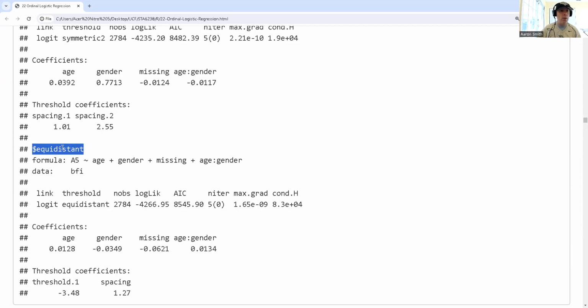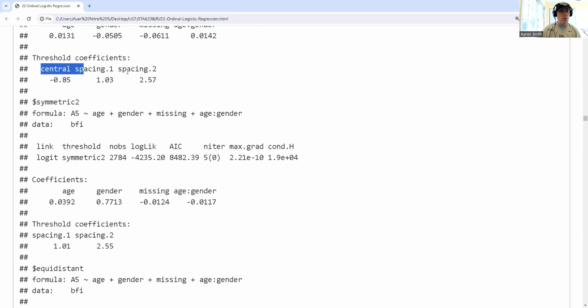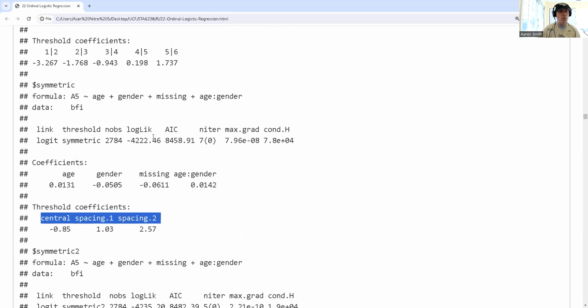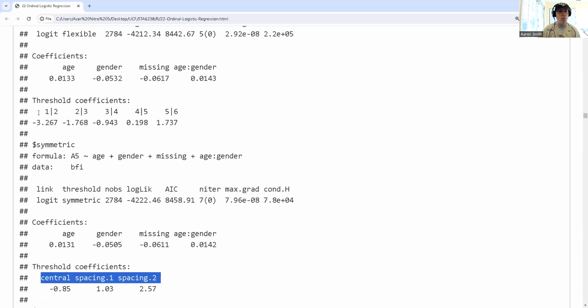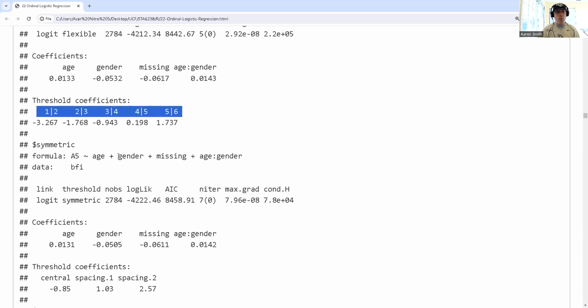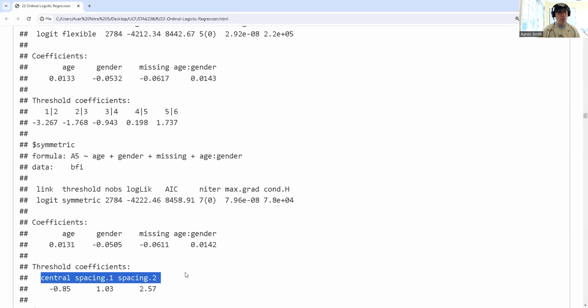And so we can set up spacing, and here central spacing. You can see that as I'm scrolling up, I have more parameters to work with. So here I have 5 parameters. Here I have 3.